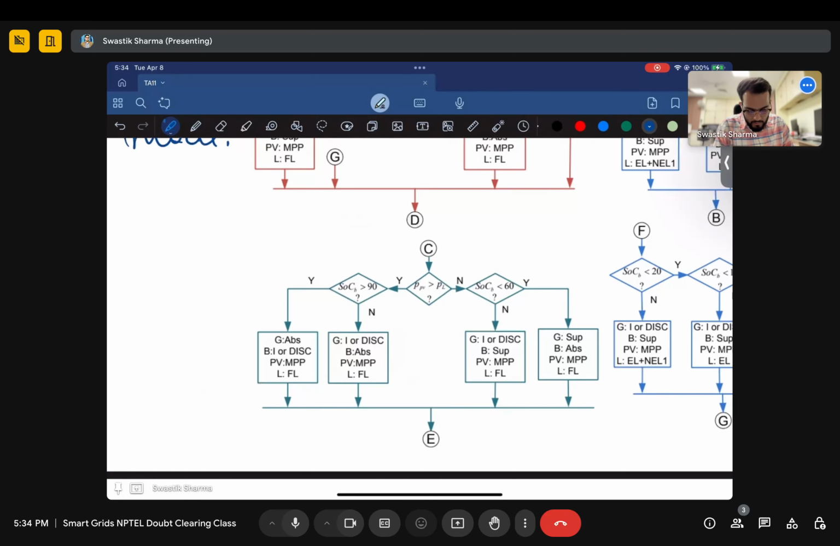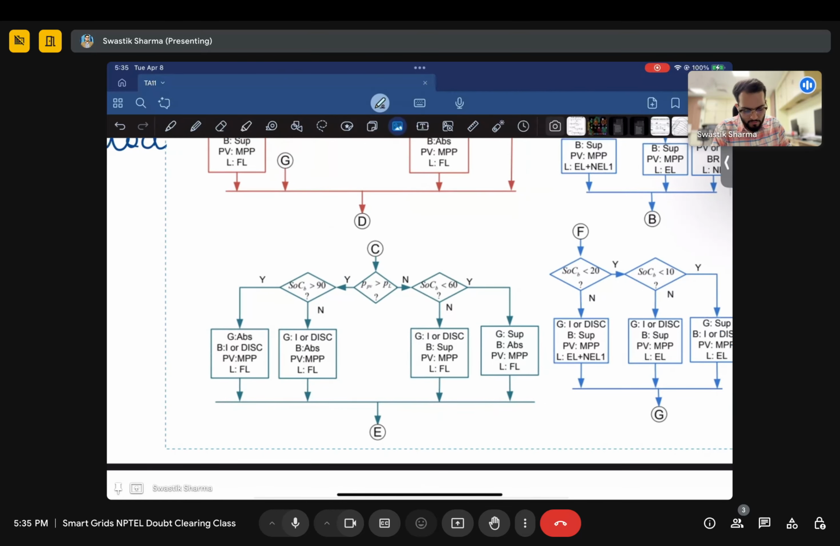Let's say that your SOC is not at 90 degree. So what do you do? You keep your grid as idle or disconnected because you don't want the grid to absorb any extra power. Your battery absorbs the extra power, which means it charges, and your PV operates at MPP and your load is full.